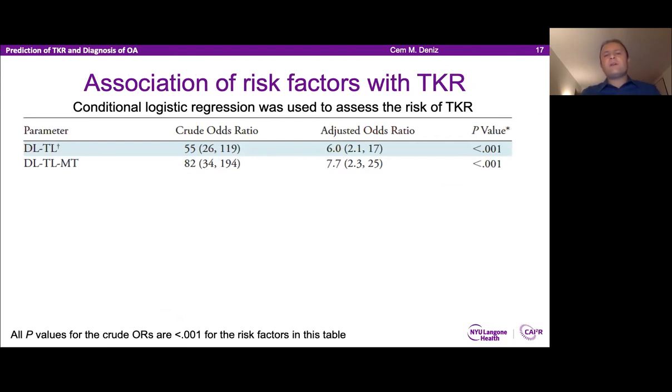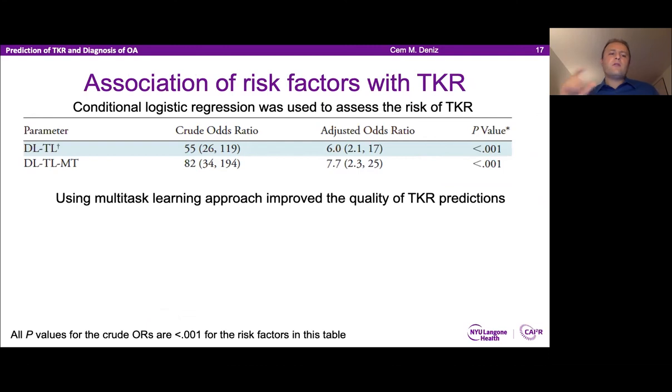Once we have deep learning predictions, we use statistical analysis using conditional logistic regression to assess the risk of the total knee replacement. So first, we compared if the multitask learning approach improved the quality of total knee replacement predictions or not. As you can see from the adjusted odds ratios, the improvement in the adjusted odds ratio using multitask learning was predictive of that we are getting more information by combining two tasks together.